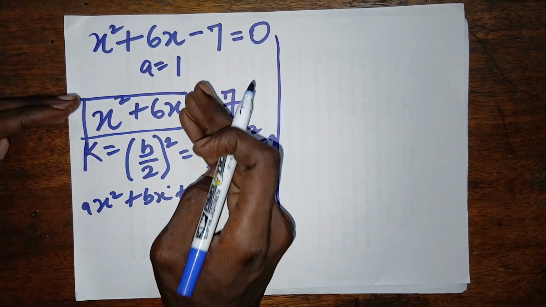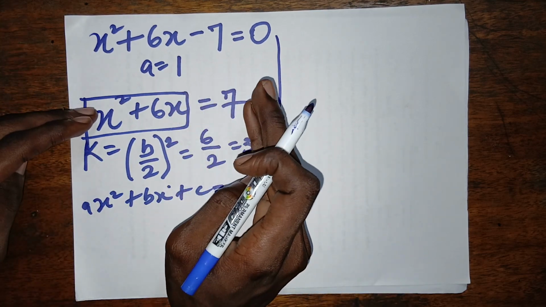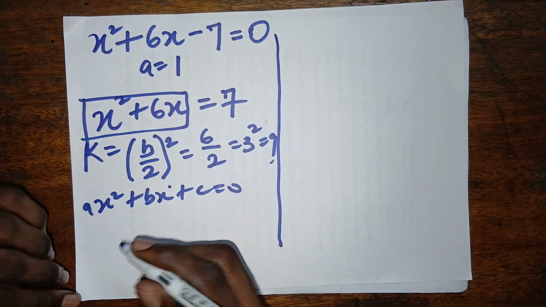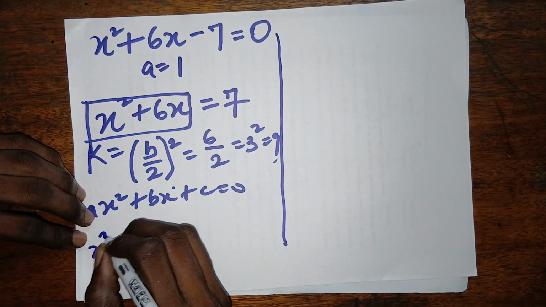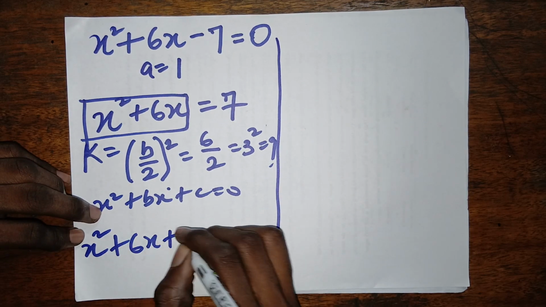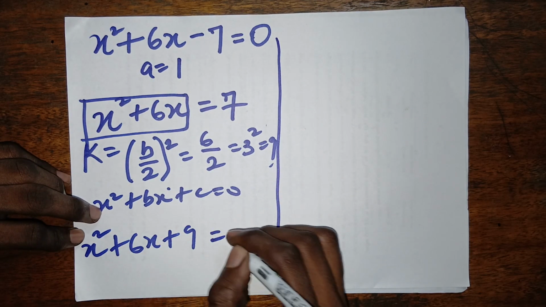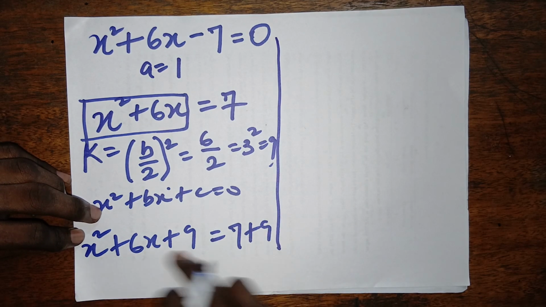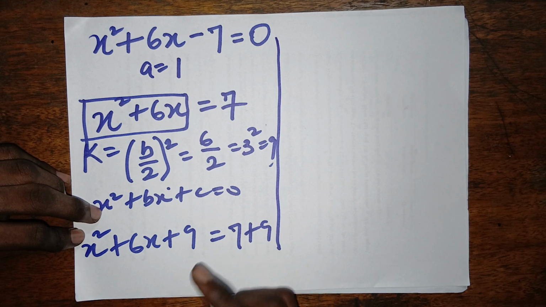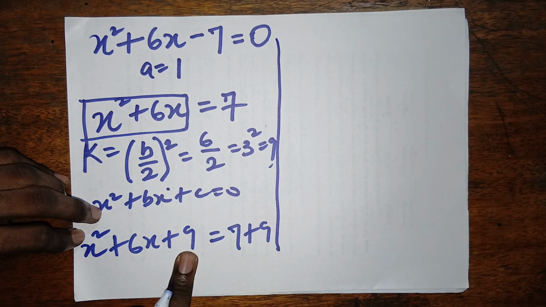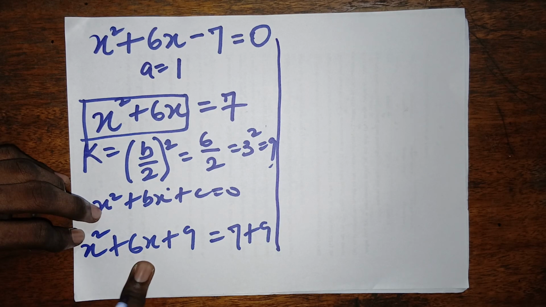Whatever you add inside the equation, you add to the other side to show that it was added in the first place. So you have x squared plus 6x plus 9 equals 7 plus 9. So this is a perfect square now. If you factorize this, what are the two numbers that multiply together to give you this, and add together to give you this? That's 3 and 3.